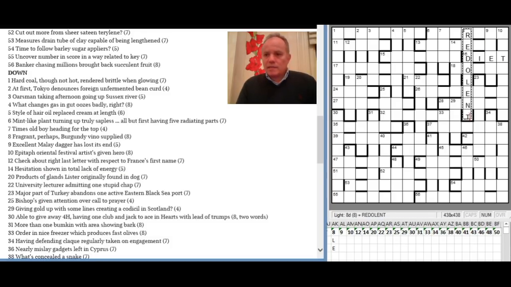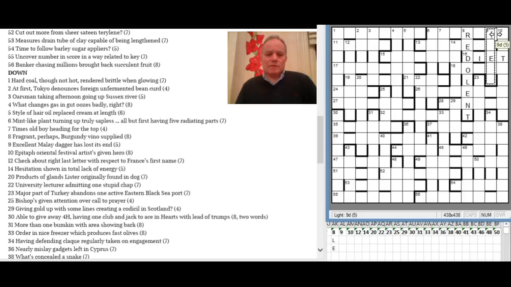9 down. Excellent. Malay dagger has lost its end. There's a crease, K-R-E-E-S, that can have an E on the end. That's a Malay dagger, I think. There's also dar. I don't quite know which one of those two daggers is Malay. Excellent. I want it to be crease, but it doesn't really make sense. It could be one of the definition swaps, but since both versions of crease mean the same thing, that's not ideal.